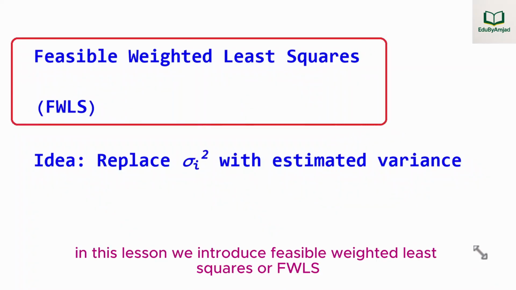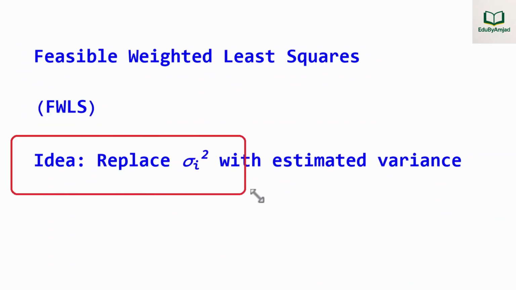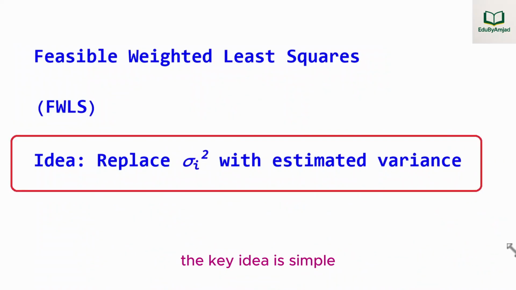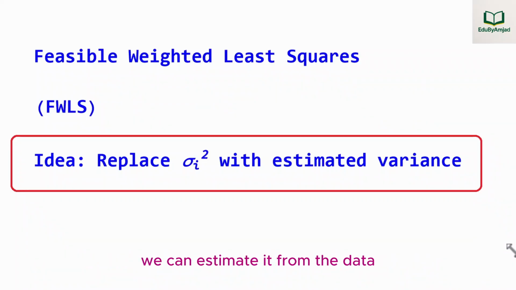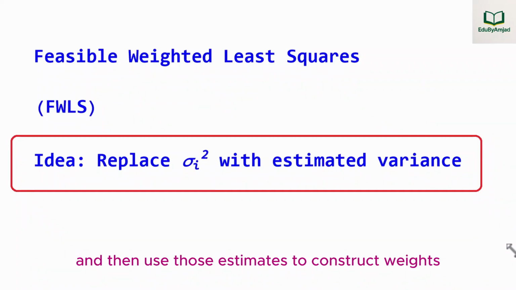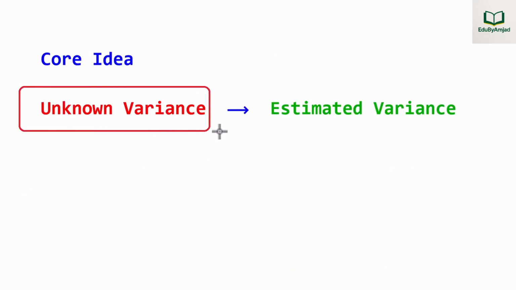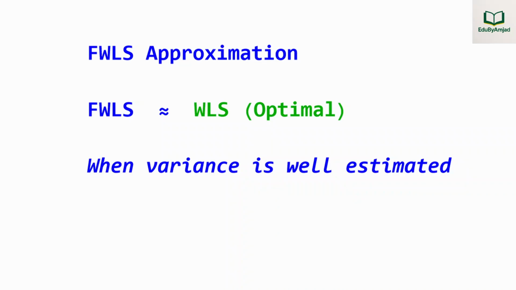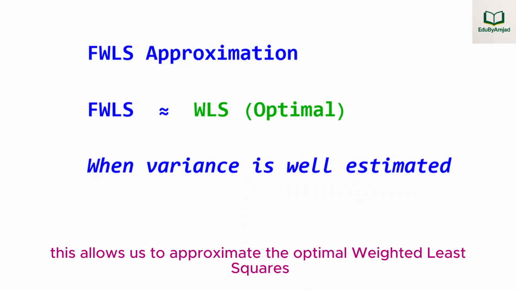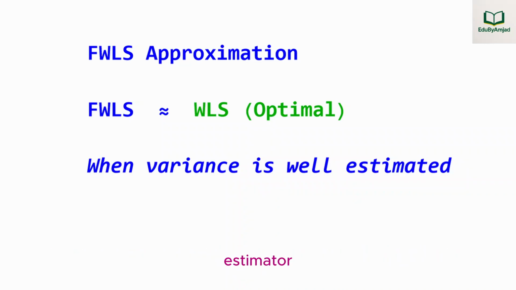In this lesson, we introduce feasible weighted least squares, or FWLS. The key idea is simple. If we do not know the variance of the error term, we can estimate it from the data, and then use those estimates to construct weights. This allows us to approximate the optimal weighted least squares estimator.